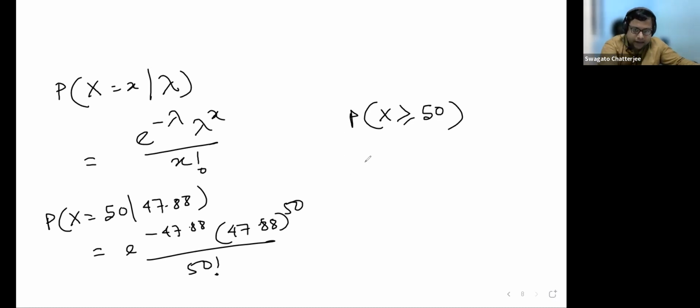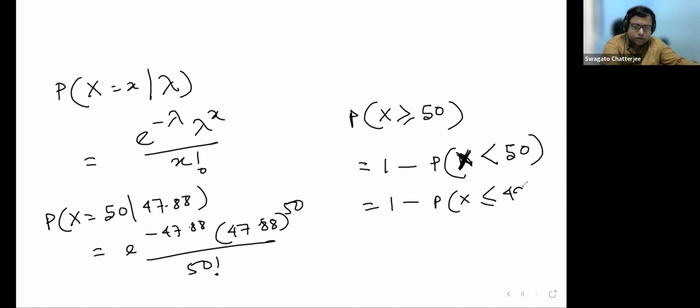So how will I calculate it? I will rather calculate it this way: 1 minus probability of x smaller than 50, or 1 minus probability of x smaller than or equal to 49. So I will calculate the probability from 0 up to 49, and add it up. There is software for that, but even by hand this is something you can do. The previous one, x greater than or equal to 50, if you start calculating from 50 and go on up to infinity, that is not something that will converge. You will not be able to complete that calculation.